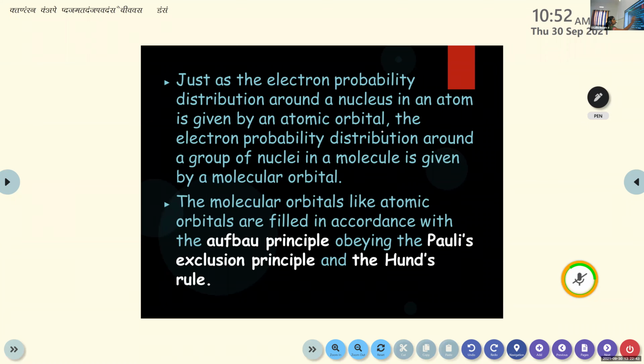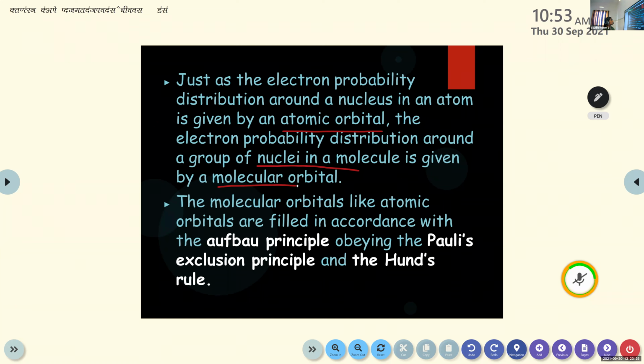Then the next point: just as the electron probability distribution around a nucleus in an atom is given by an atomic orbital, the electron probability distribution around a group of nuclei in a molecule is given by a molecular orbital. I told you the atomic orbital shows the maximum probability of finding an electron. That means the electrons are present in atomic orbitals. Similarly, in the case of a molecule, the electrons are present in molecular orbitals. The maximum probability of finding an electron in a molecule is in the molecular orbital. In an atom, the atomic orbital contains electrons. In a molecule, the molecular orbital contains electrons. That's the next point.